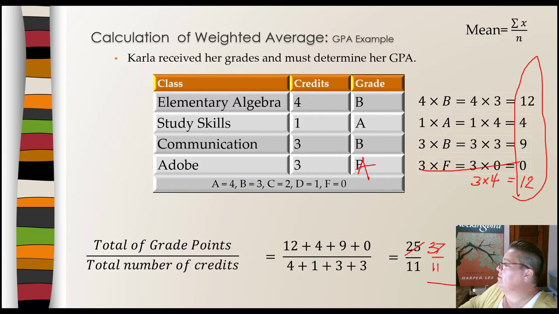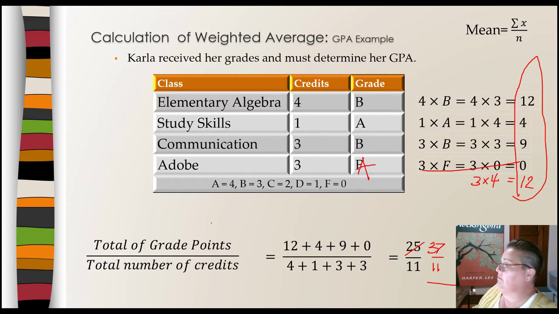over 11. And that would have changed her GPA. Where's my calculator? On my calculator, we're going to do 37 divided by 11. 3.364 or 3.36, which is much better. So if she had just been able to switch one class, she would have done all right.